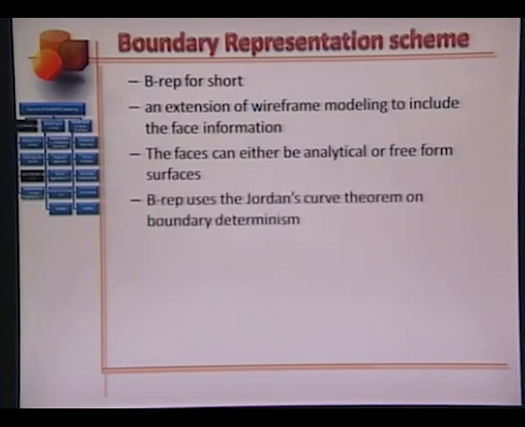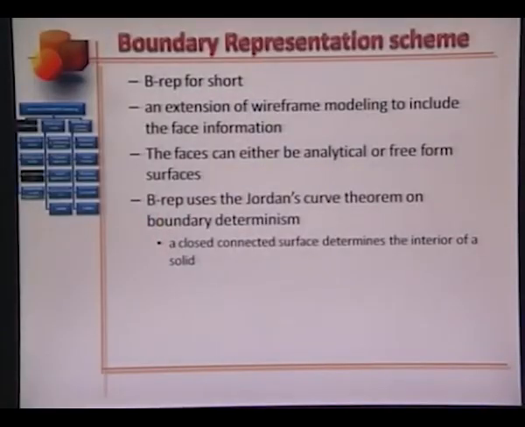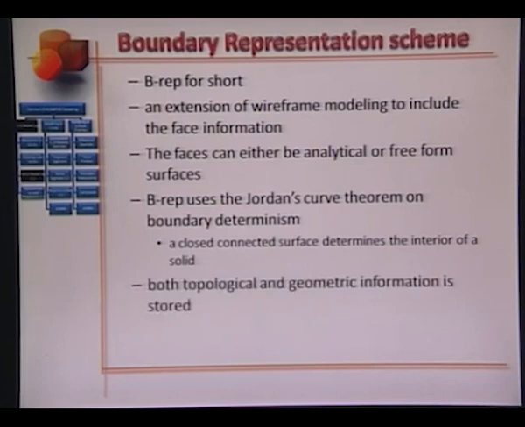BREP uses the concept from the extended Jordan-Scope theorem on boundary determinism, identical to what we discussed at the start of this lecture. To repeat, a closed, connected, orientable surface determines the interior of a solid. Both topological and geometric information is stored with the BREP approach. To emphasize, the face information is stored in particular.